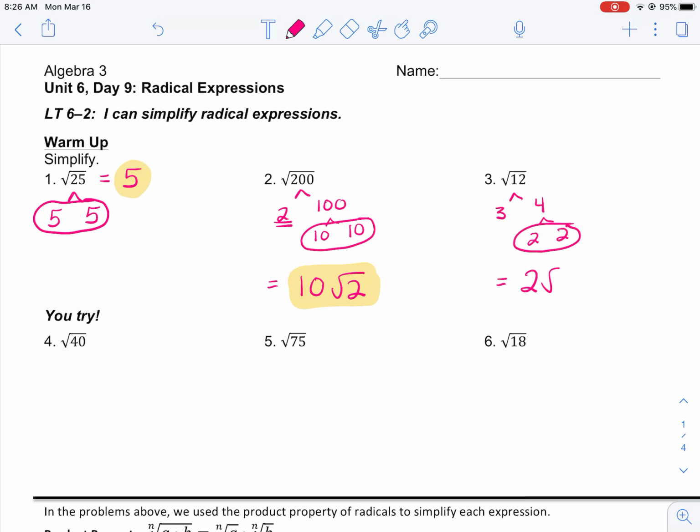So I encourage you to stop the video here, go ahead and try the next 3 problems, and then fast forward to check your answers. If you still need a little bit more support, then you can keep the video going while I talk about the you-try problems.